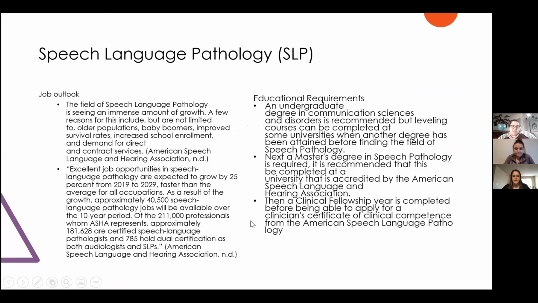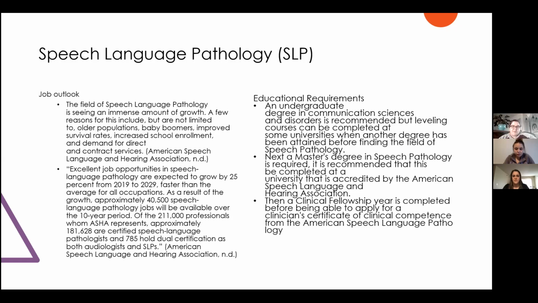The field of speech-language pathology has seen an immense amount of growth. A few reasons for this include, but are not limited to, older populations, baby boomers, improved survival rates, increased school enrollment, and demand for direct and contract services.